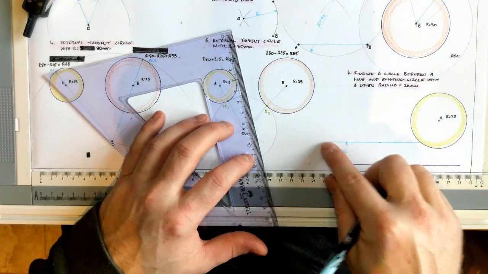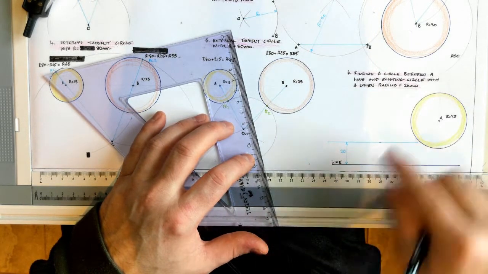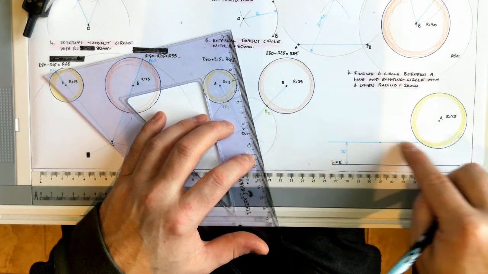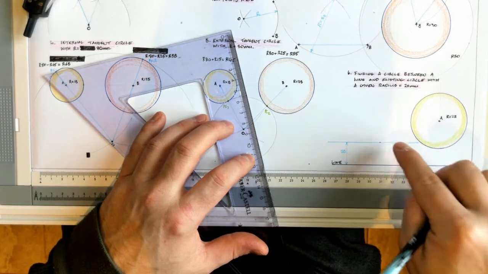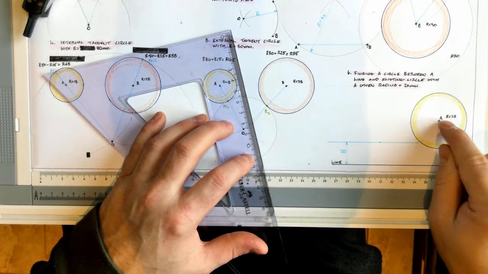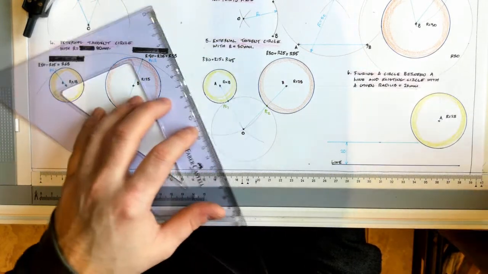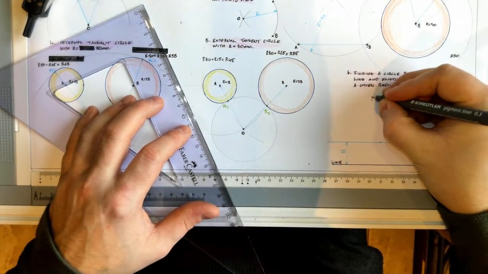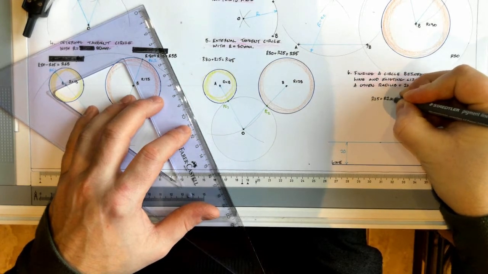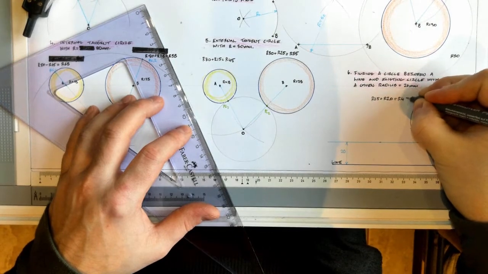Because somewhere on this line is going to be our center point. Sure, it has to be, because if it's radius 20, it means it's going to be 20 up off the line. So the center point has to be somewhere on it. But how do we locate that center point? Well, we're going to add the radius 25 plus the radius 20. So if I add R25 plus R20, which is this here, that equals R45.